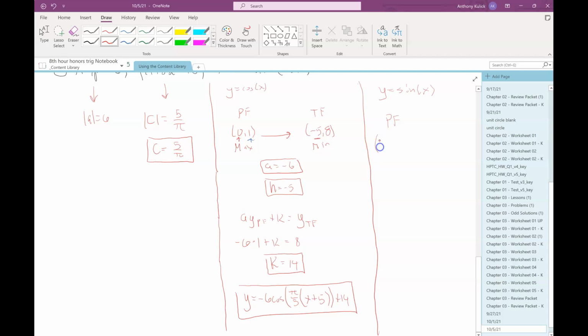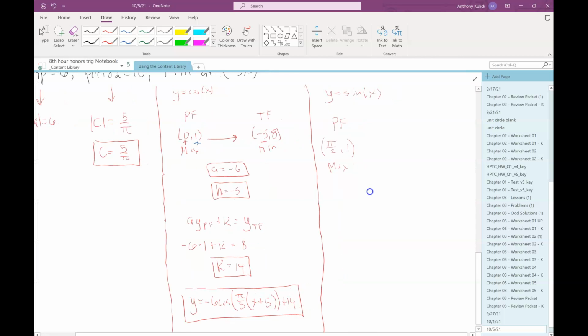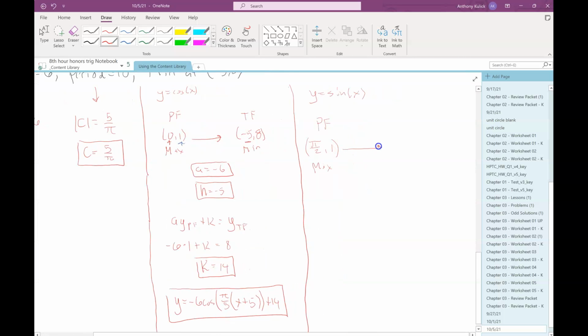So I'm just going to use pi over 2, 1, which is a maximum. So again, that tells me that the A is negative. But to find my H and my K, I'm going to have to do this algebraically for each of these.